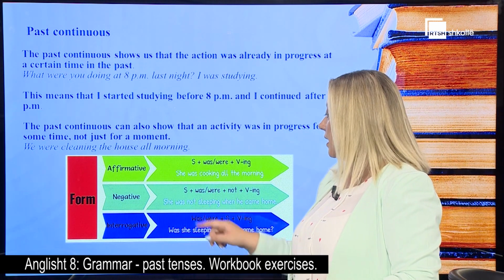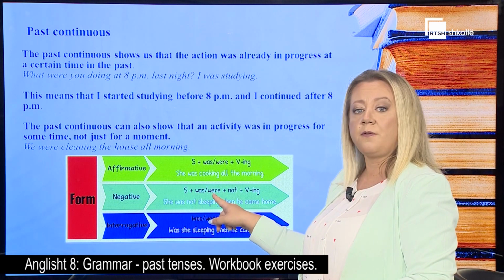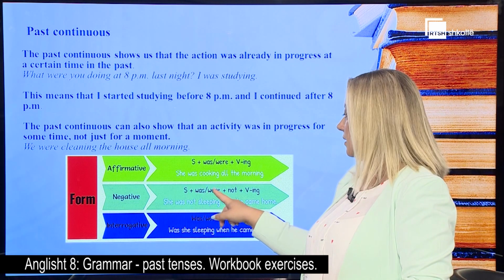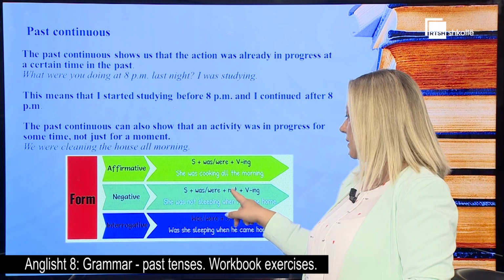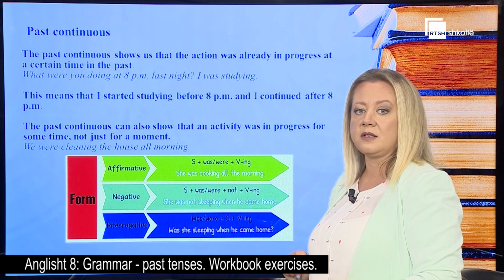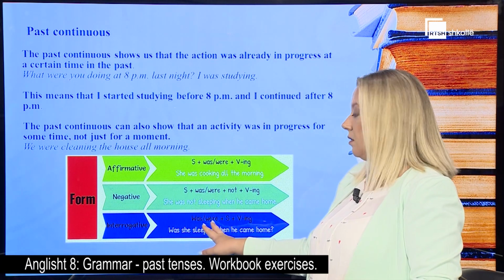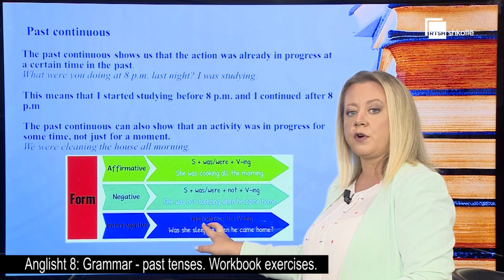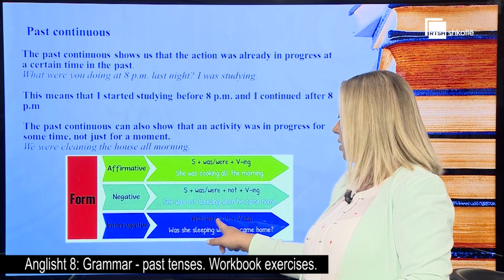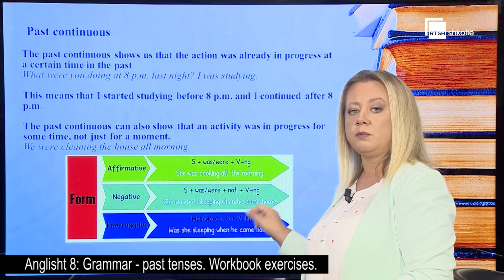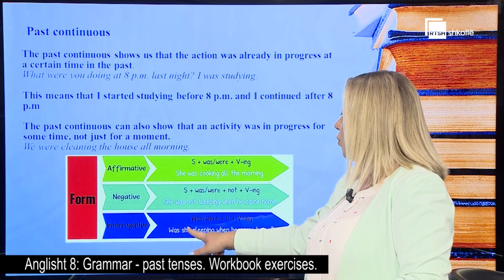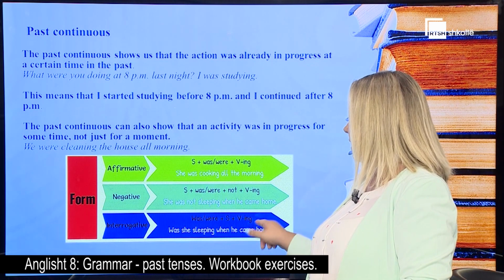The negative is subject plus the negative form of the verb to be in the past, that is was, were plus not, plus verb in ing. And the interrogative case is the forms of the verb to be, was and were, plus the subject followed by the verb ing. Was she sleeping when he came home?